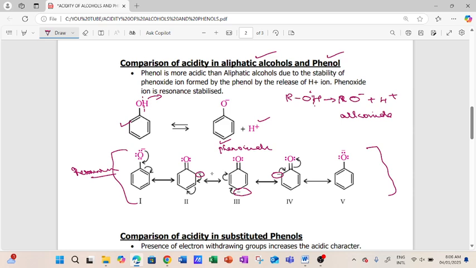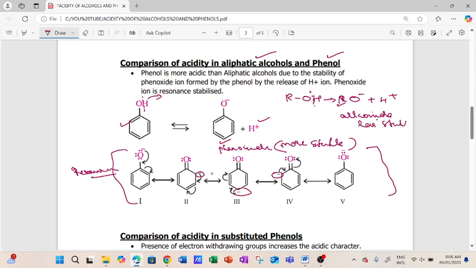Anyway, you need to understand the phenoxide ion is resonance stabilized. So it is more stable. Phenoxide ion is more stable. Why? Because it is resonance stabilized. But alkoxide ion, it is R only. It is not a benzene compound. It is R aliphatic. So it is less stable.